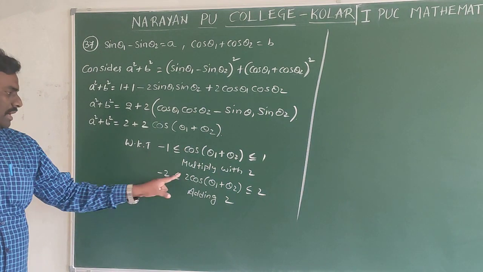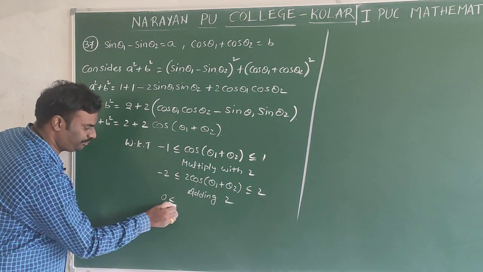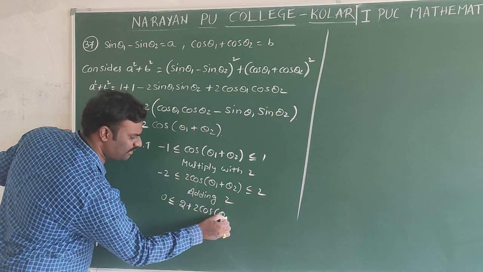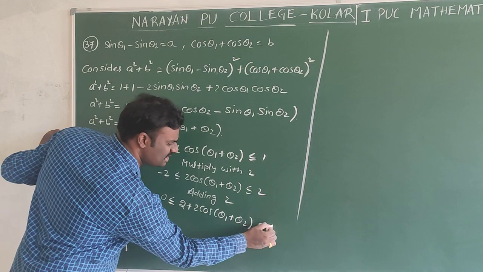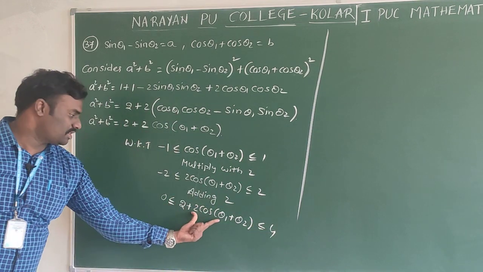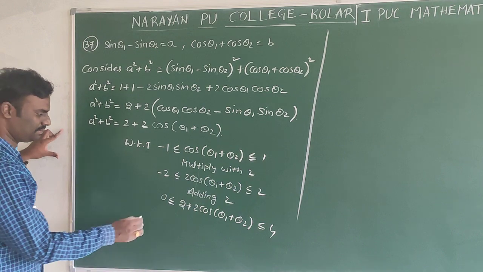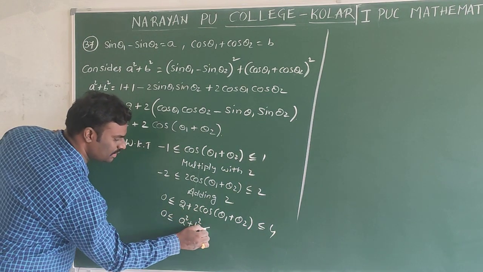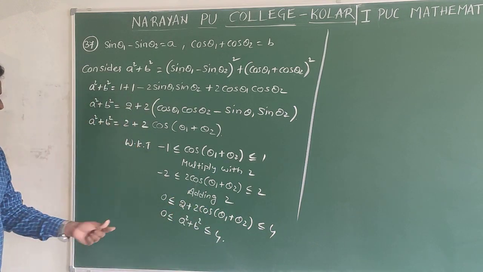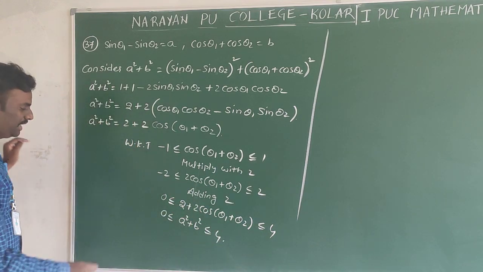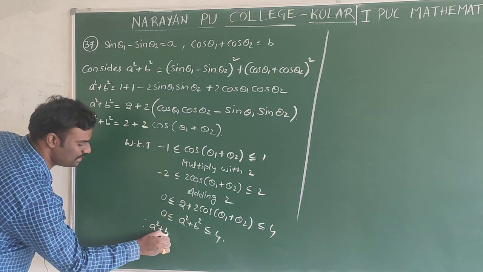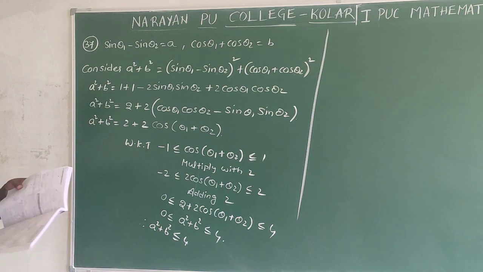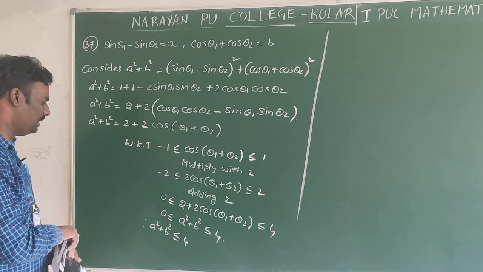If you add 2 minus 2 it becomes 0, less than or equal to, adding 2 means 2 plus 2 cos theta 1 plus theta 2 is less than or equal to 4. But in place of this I can write A square plus B square. This is the total condition. But in the options this is not given, only this part is given. Therefore I can write A square plus B square value is less than or equal to 4. So for this 37 question, option B is the correct answer.